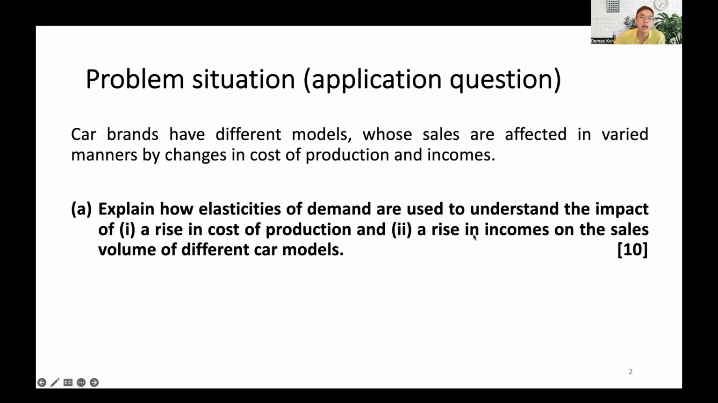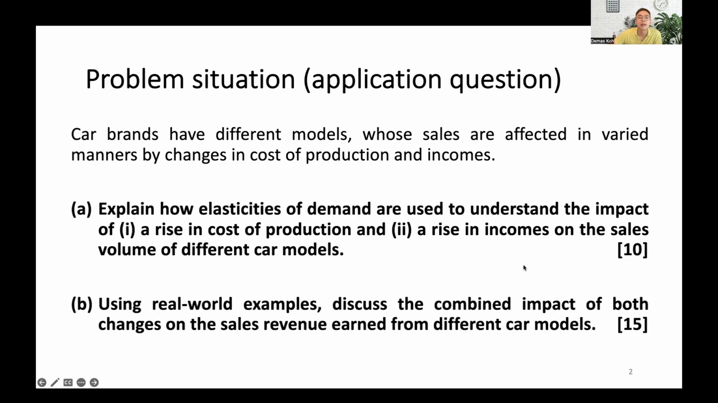So part A, explain how elasticities of demand are used to understand the impact of part 1, a rise in cost of production, and part 2, a rise in incomes on the sales volume of different car models. 10 marks. And part B, using real world examples, discuss the combined impact of both changes on the sales revenue earned from different car models.